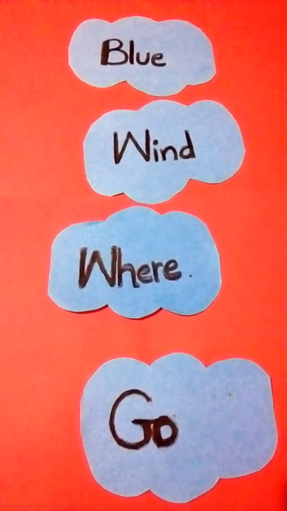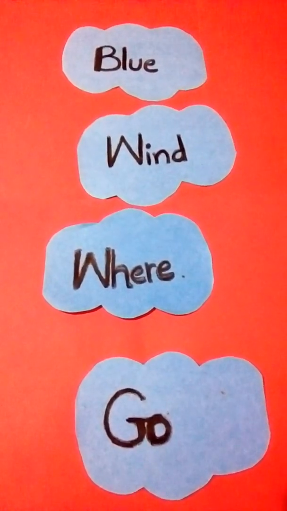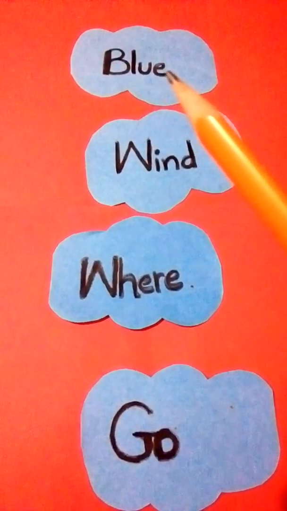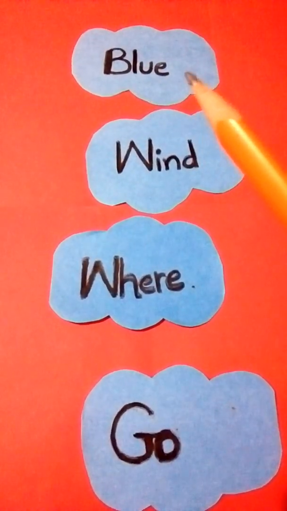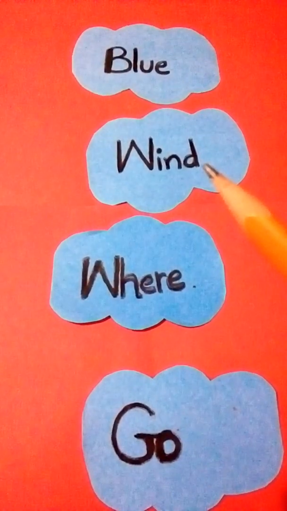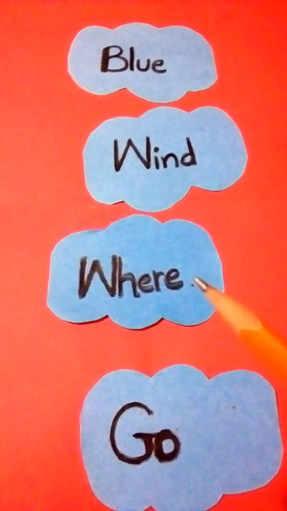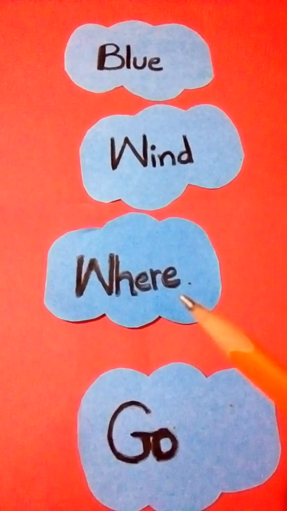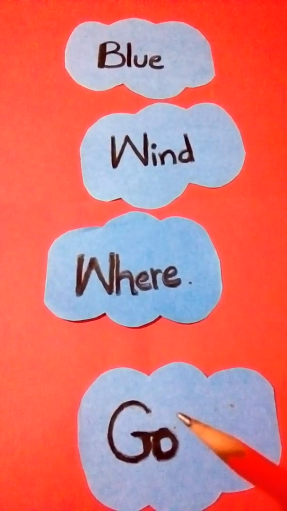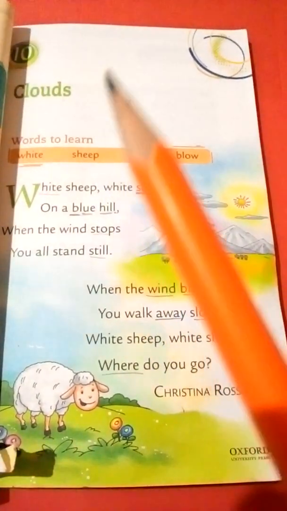Dear kids, our other words are here. Blue, नीला. Wind, हवा. Where, कहाँ. Go, जाना. So, dear kids, come back to your poem, which is Clouds.